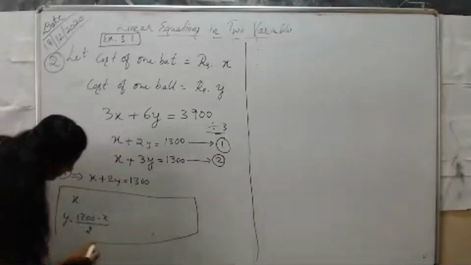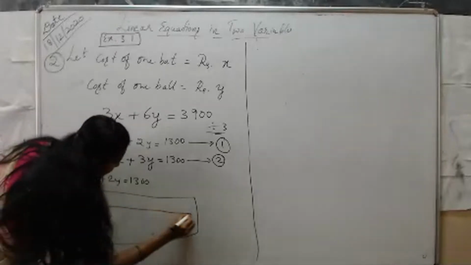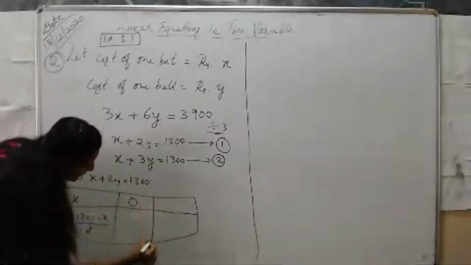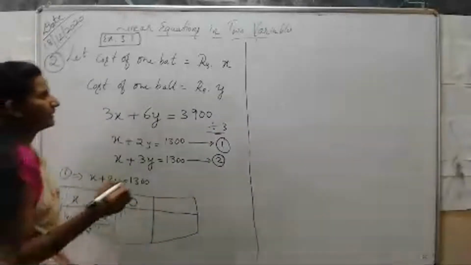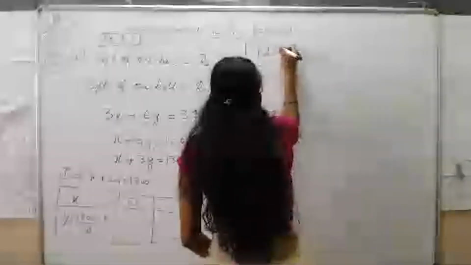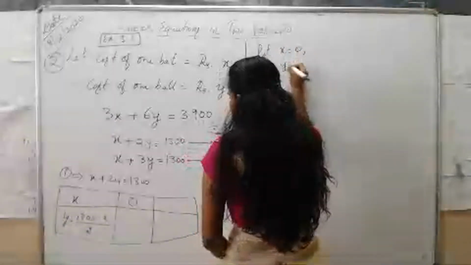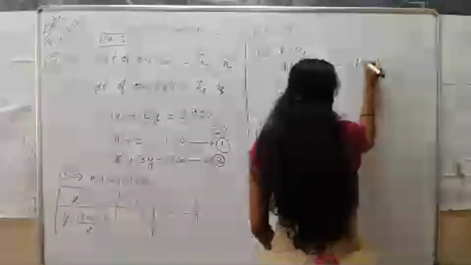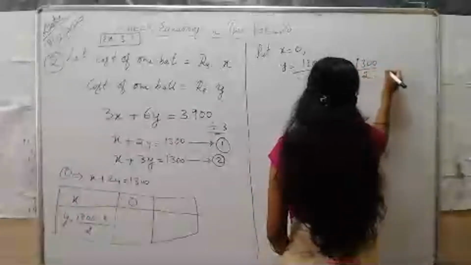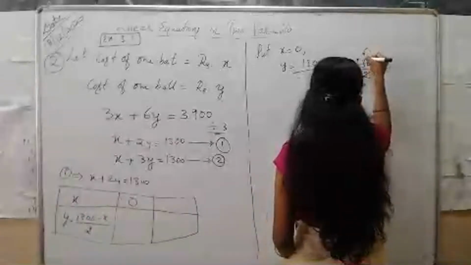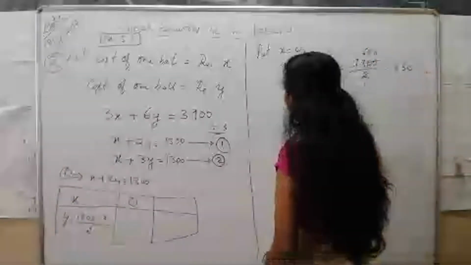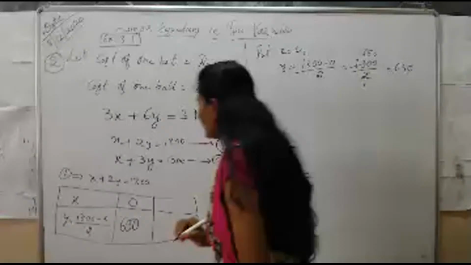Now tell me, what are the values? Whatever values you want, you can take. I said already, put x is equal to 0. What happens to y? Put x is equal to 0. Then y is equal to 1300 minus 0 divided by 2. 1300 divided by 2. 2 ones are 2, 2 sixes are 12, remaining is 1. 10, 2 fives are 10. So 650 is the value of y when you take x as 0.